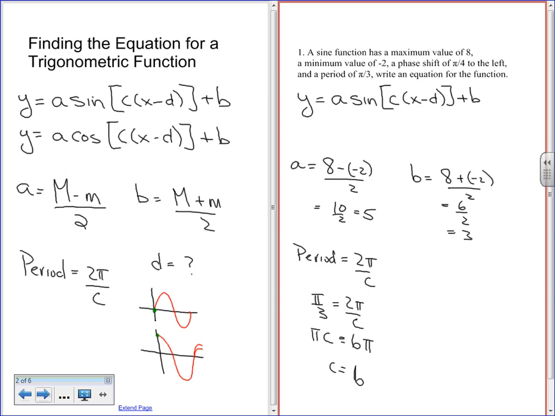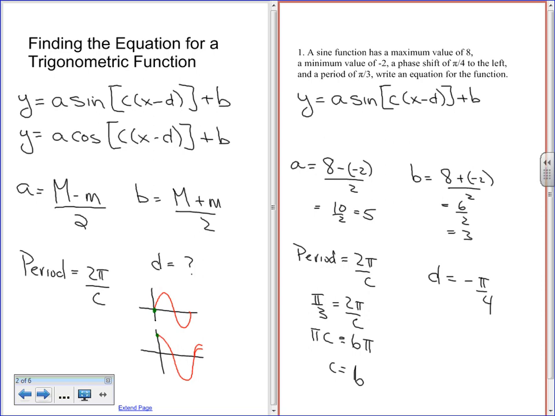And it turns out my C value is 6. Does it make sense? Okay, so the period is pi over 3. The C value is 6. Two different things. And then my D value, it says, is pi over 4 units to the left. So my D value is negative pi over 4.